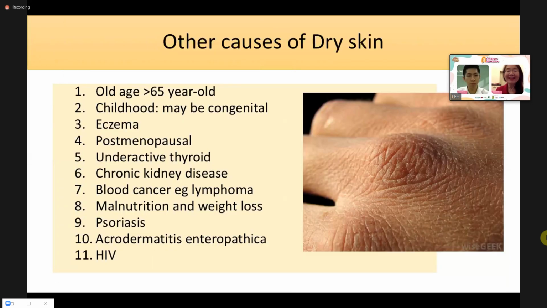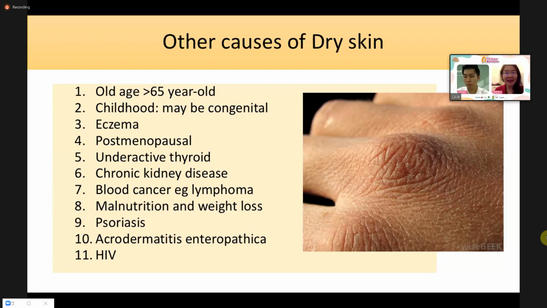All right, so what are the causes of dry skin other than diabetes that we mentioned? Old age is another cause of dry skin when you're more than 65 years old. And if dry skin occurs when you are a kid, when you are young, of course it can be congenital, it can be related to genetics. And of course, eczema. Eczema is a very common group, but it is not as simple, it's very complicated. It can be complicated by infection as well.